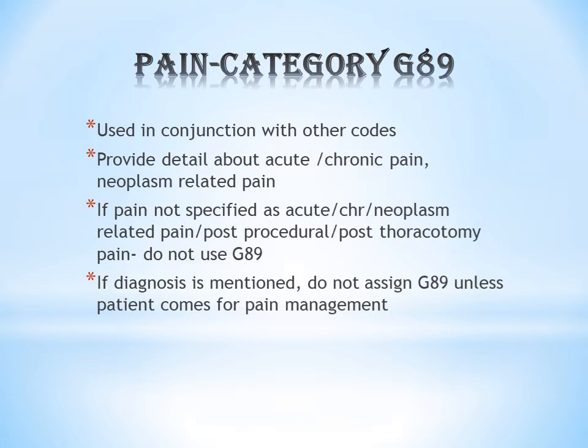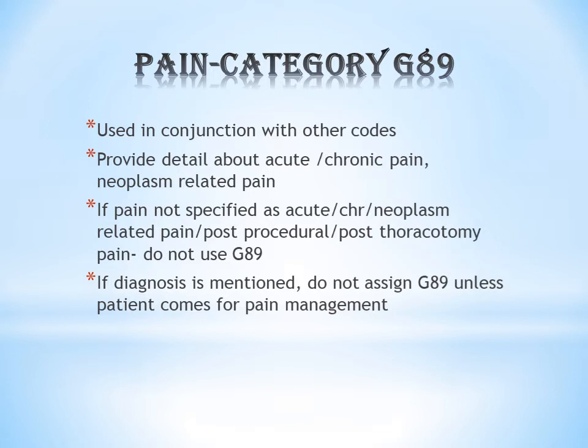So, in the tabular list, if you see G89, you can see there will be codes for acute pain, chronic pain, neoplasm related pain, post procedural pain, post thoracotomy pain; all come under G89. If nothing is mentioned as these conditions, then you cannot use G89 code. If a diagnosis is mentioned, do not assign G89 unless the patient comes for pain management. Last point.